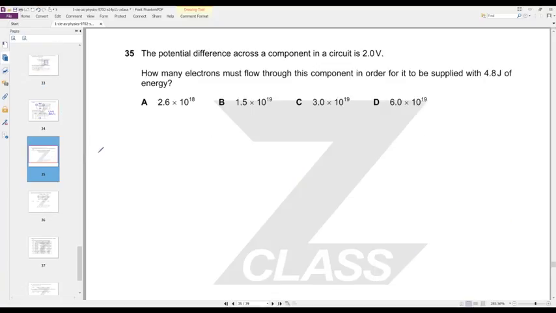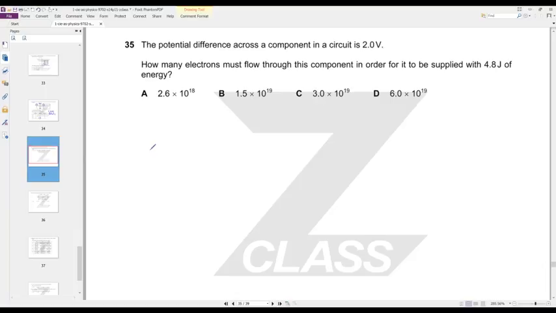Okay, right, let's try and get through the rest of this quickly, because this has dragged on a fair bit now. 40 questions is quite a lot. Potential difference, how many electrons? Potential difference is essentially energy per unit charge. So 4.8 joules divided by 2 volts tells you how many units of charge need to go through, and then divide that by the charge of 1 electron to figure out how many electrons.